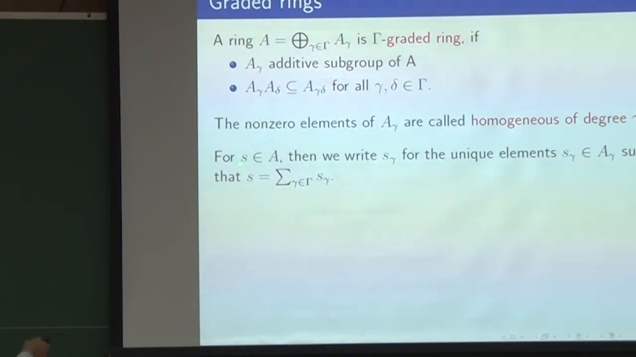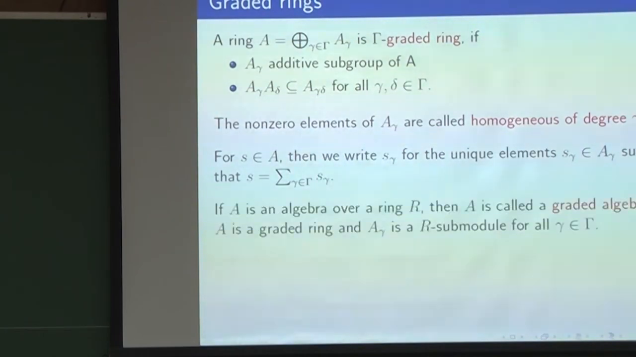Here we pick an element s in A, and because A is this direct sum, we can write s as this sum, such that s_gamma is a unique element of degree gamma. It is unique because this is a direct sum. Given an algebra A over a ring R, A is called a graded algebra if A is a graded ring and each component is an R-submodule of A.